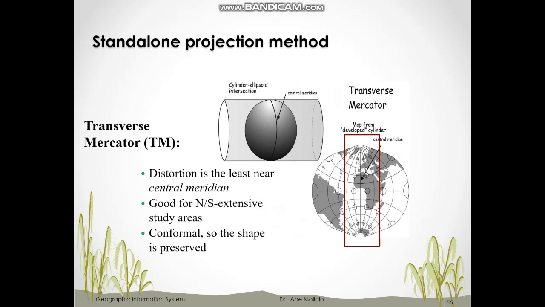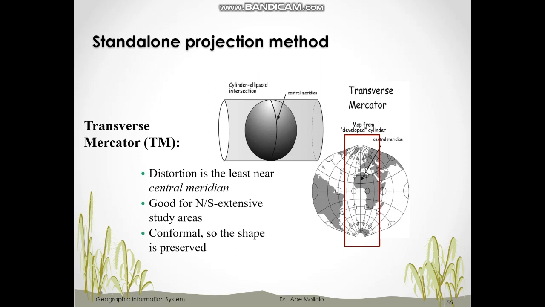This projection uses a cylinder as projection surface, but the orientation is transverse or horizontal cylinder. And there is only one touching line. Okay, so this is only one touching line between the projection surface or cylinder and ellipsoid, which produces central meridian, okay? The major characteristics of the TM is that distortion is least near the central meridian, okay? And as we move away from central meridian, distortion will increase.